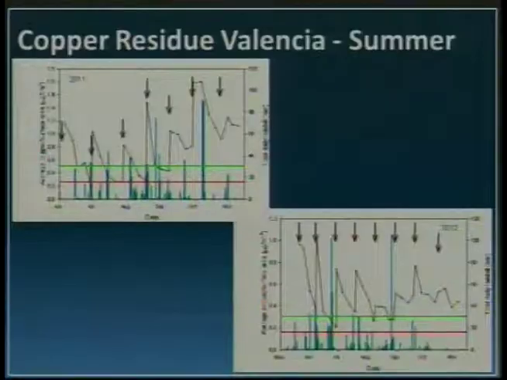So looking at some of the data we've taken over 2011-2012 for copper, one of the reasons we're doing this is that the original Cochrane model stopped in early July, because it was designed for melanosis and some of the earlier fungal diseases that did not need applications past that period. Now we have black spot and canker, and so we need to know how well the copper sprays are holding up over the summer period.